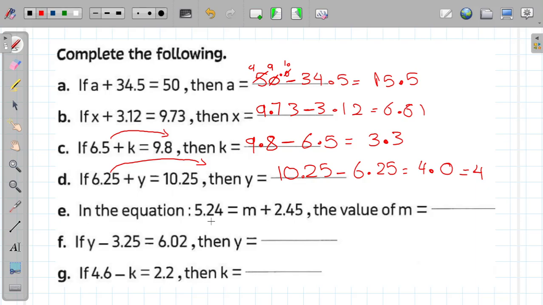Next, in this equation, 5.24 equals m plus 2.45. The value of m equals what? So again, I will send the number next to m to the other side. So it will be 5.24 minus 2.45. So 4 minus 5, it can't be, so I will borrow from 2, it becomes 1, 4 becomes 14, 14 minus 5 equals 9. 1 minus 4, it can't be, so I will borrow from 5, it becomes 4, and 1 becomes 11. 11 minus 4 equals 7, and I will put the decimal point. Next, I have 4 minus 2 equals 2, so it will be 2.79.